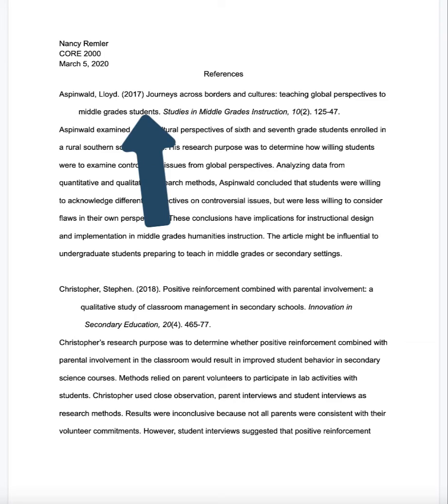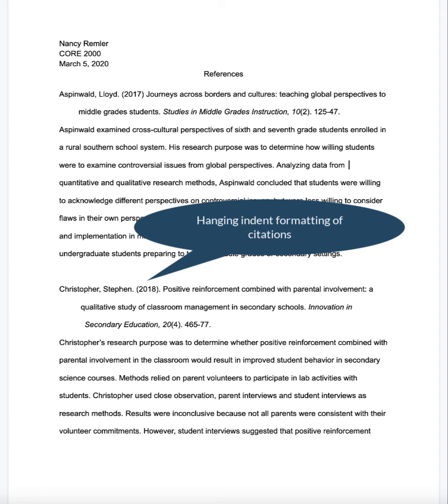Look at my first annotation by Lloyd Aspinwall. The first line of that citation is flush with the left margin, but the second line of that citation is tabbed over about 5 spaces, and that's how APA style is written, with the first line at the left margin and then second and subsequent lines indented about 5 spaces. That's called a hanging indent. And when you have a references page, that's how a reader can tell where one citation ends and another begins.